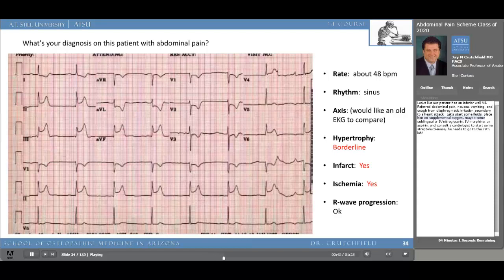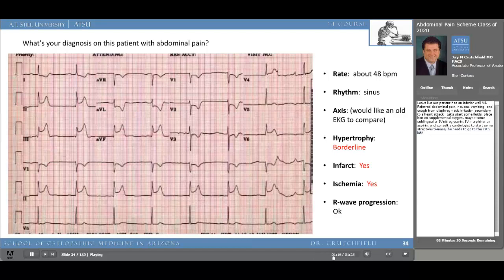So let's start some fluids. We've already got the chest x-ray. Maybe give him some nitroglycerin, morphine, oxygen, and consult a cardiologist to start some streptokinase or urokinase. And eventually, he's going to have to go to the cath lab. So in summary, our patient had an acute myocardial infarction with diaphragmatic irritation from an inferior wall MI with resultant right lower lobe or left lower lobe pneumonia.